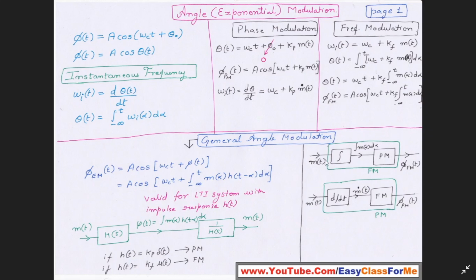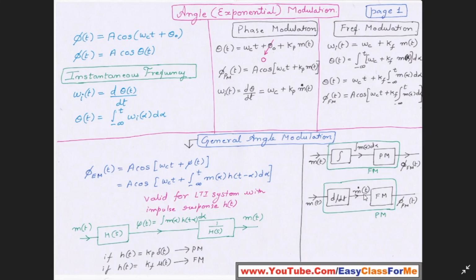If you take the message signal, integrate it, and then supply it to the phase modulator, you will get the frequency modulated waveform. That means a frequency modulated waveform is actually phase modulation for the integrated input message signal. And this is also true for frequency modulators. If you have a frequency modulator and you want to get phase modulation out of it, instead of supplying the input as m(t), you supply the derivative of m(t). So you have differentiated your message signal.